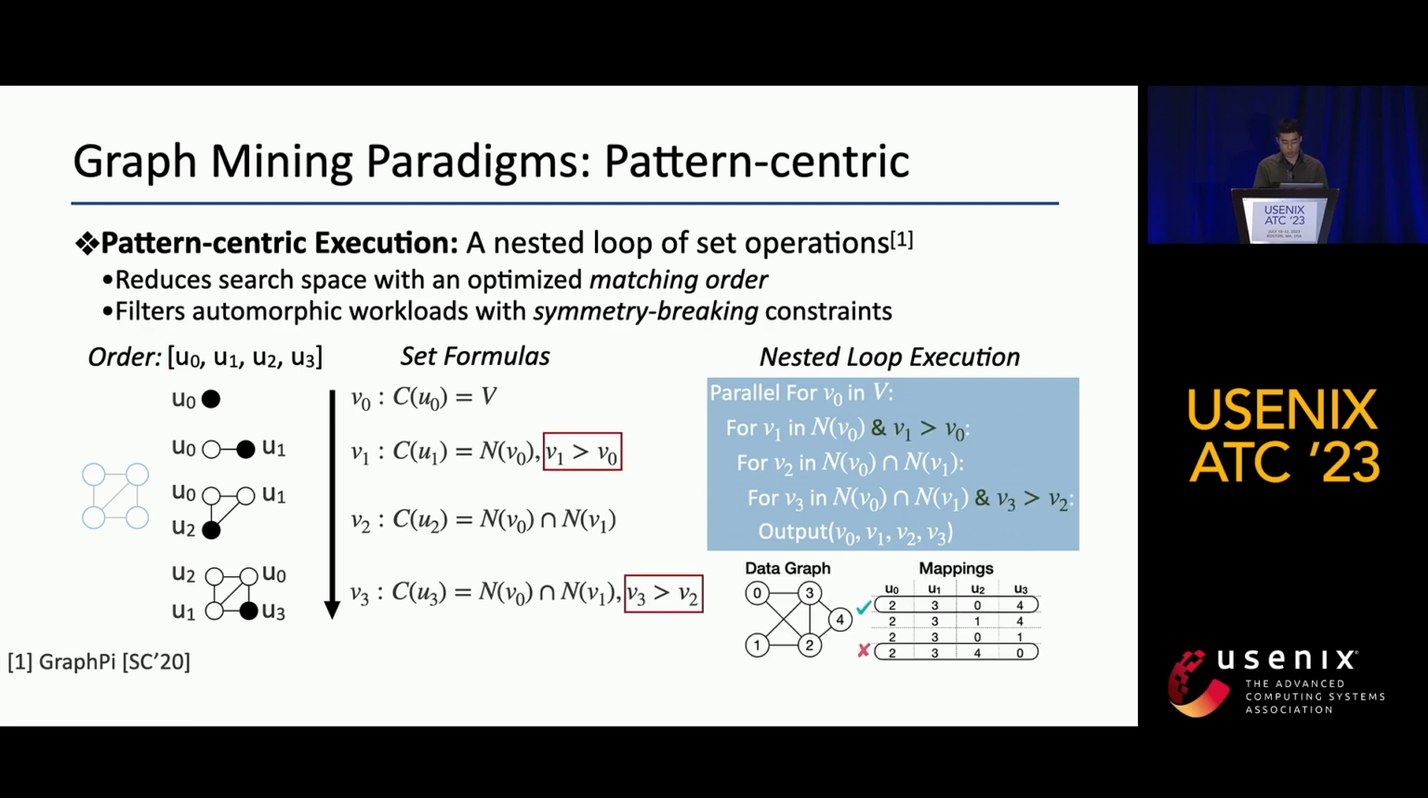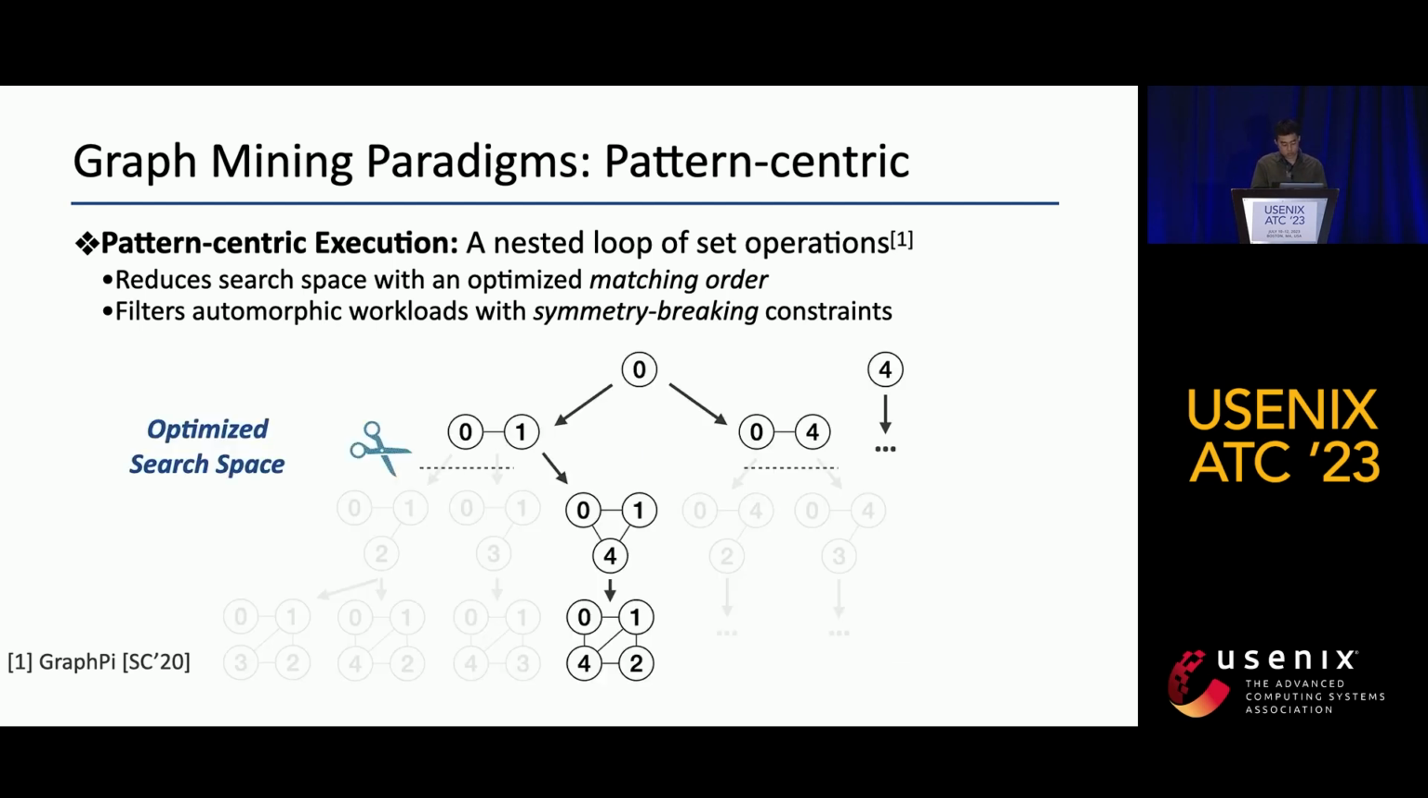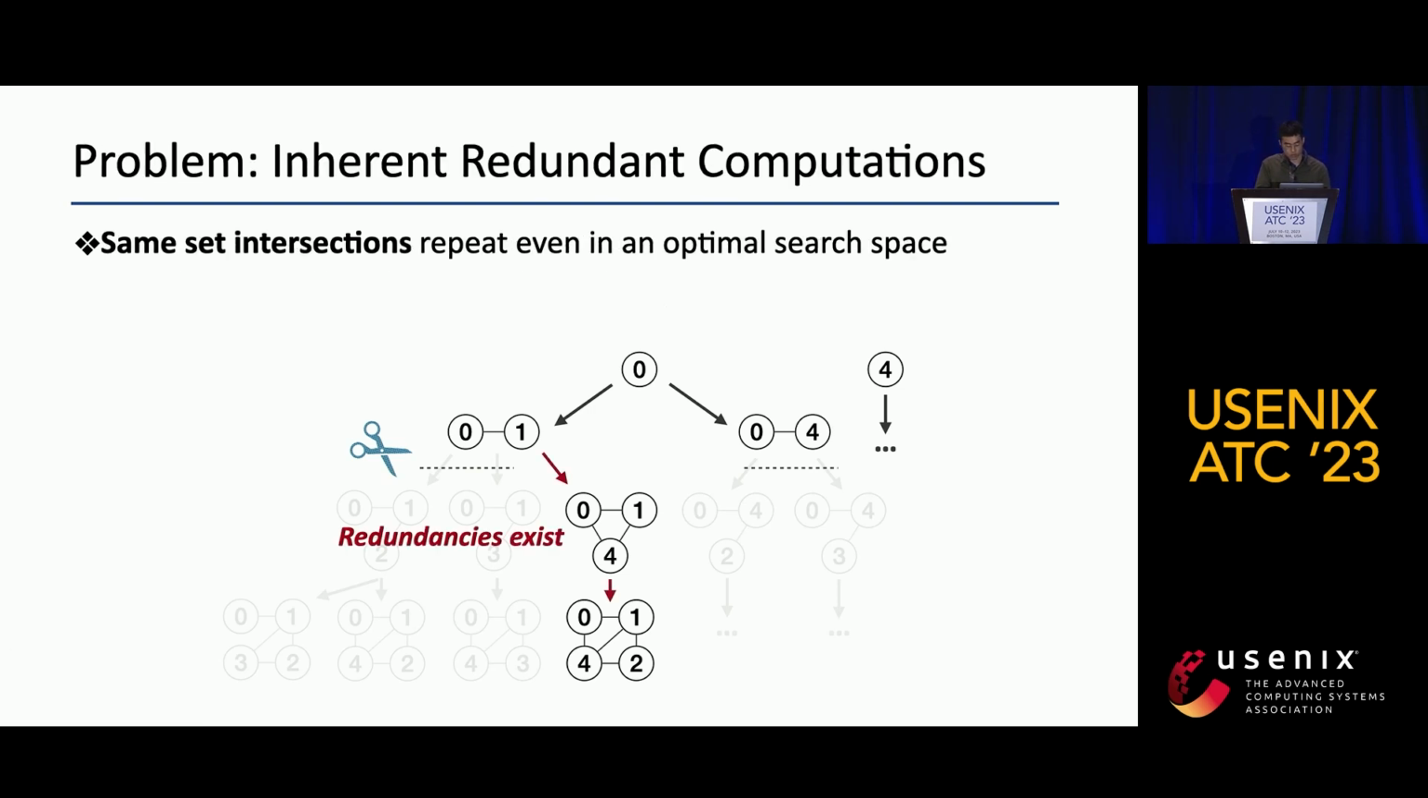They also use symmetry breaking rules to avoid automorphisms, which enforce partial orders among vertex IDs. This is because an exact subgraph instance might be mapped to different pattern vertices and cause invalid workloads. For instance, the subgraphs 2304 and 2340 are identical. Symmetry breaking ensures that the subgraphs discovered are unique. In conclusion, existing pattern-centric systems focus on the reduction of the search space. In terms of the search tree, many branch paths are filtered by the proposed optimizations.